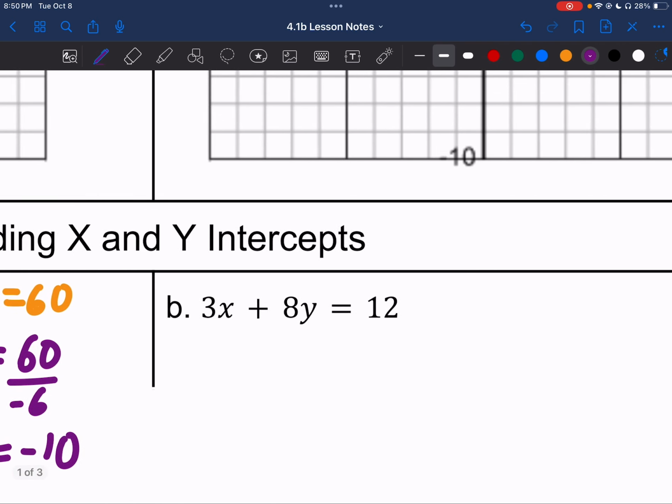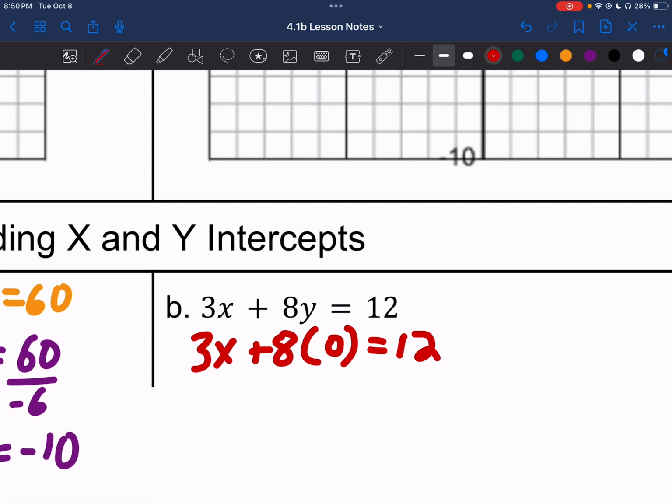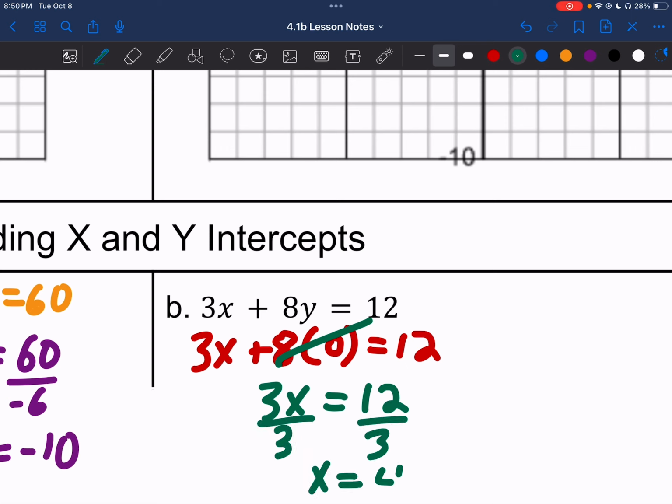So if we look at letter B, we have an equation, 3x plus 8y is equal to 12. Again, I'm going to solve for my x-intercept first. So we have 3x plus 8 times 0 is equal to 12. 8 times 0 cancels out, and I'm left with 3x is equal to 12. And I'll divide both sides by 3, and x is equal to 4.